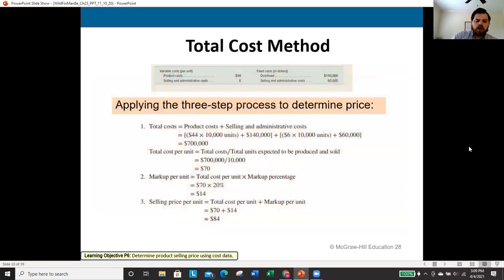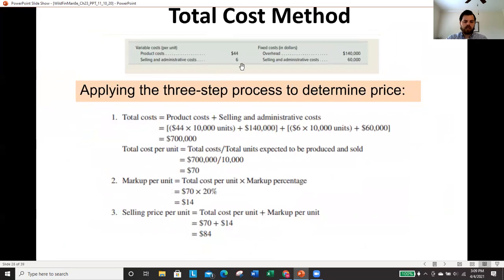So in this case, let's look. We are told that we have variable costs per unit. You'll notice product cost $44, selling and admin $6. We have fixed overhead $140,000, and then fixed selling and admin of $60,000. So my product cost plus my selling and admin. Well, my product cost 44 times 10,000 in this case, because I'm dealing with 10,000 units, plus 140,000, plus my 6 times 10,000, plus my 60,000 fixed selling and admin.